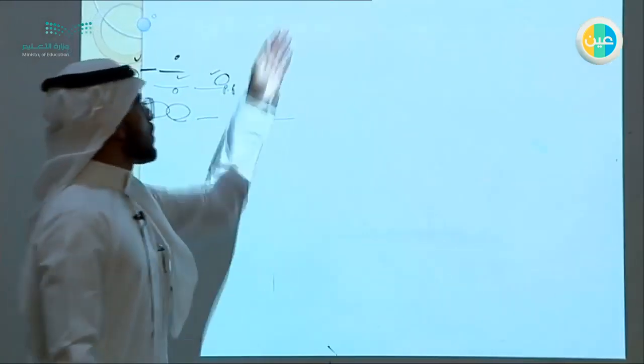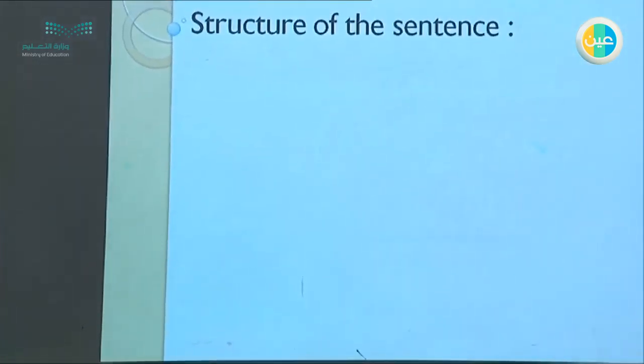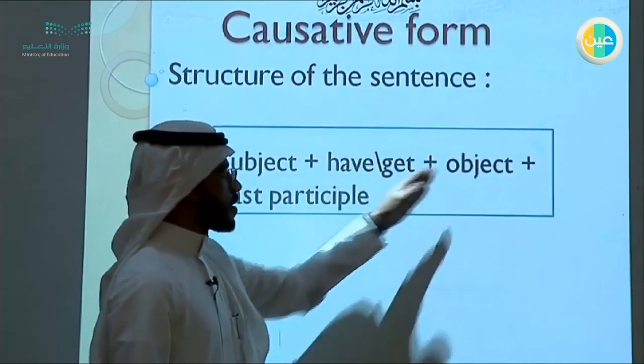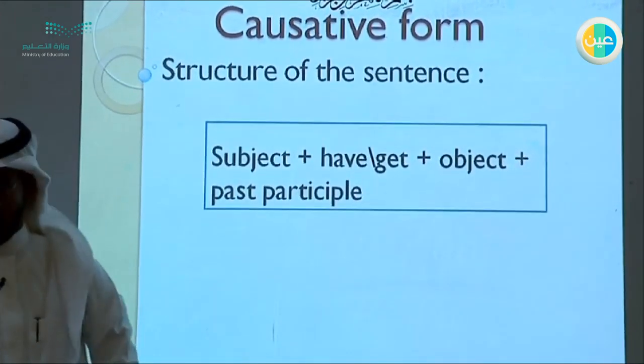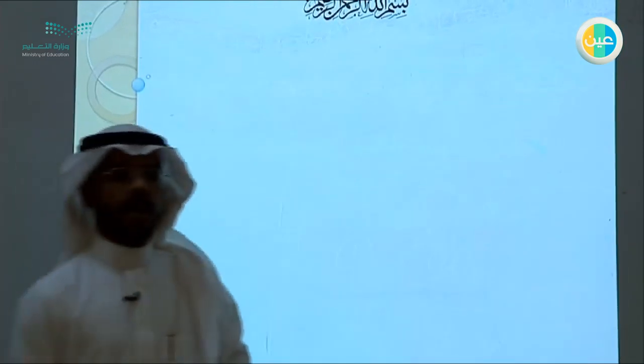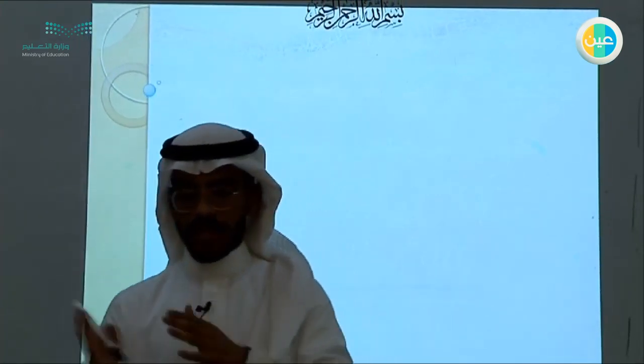Okay, causative form. Structure of the sentence: subject, have or get, object, past participle. How can I deal with the tenses of the verbs, or the tenses of the sentence?